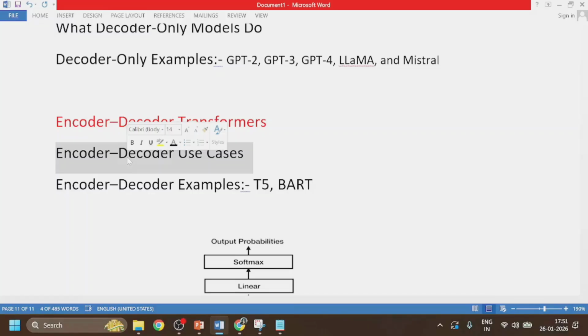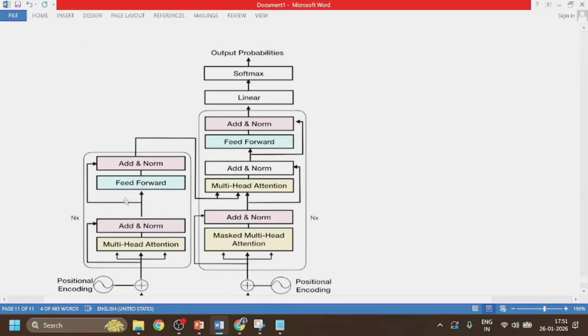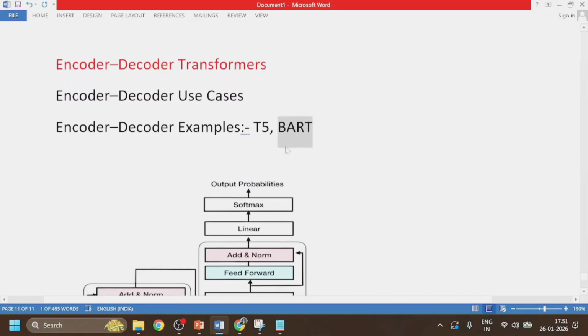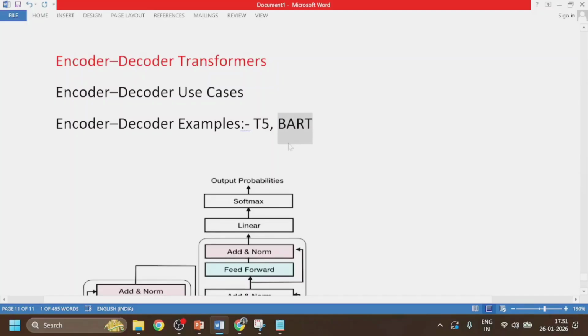The encoder understands the input, and the decoder generates the output while attending to the encoder. Encoder-decoder examples are T5 and BART, and the original transformer, which we got in 2017.